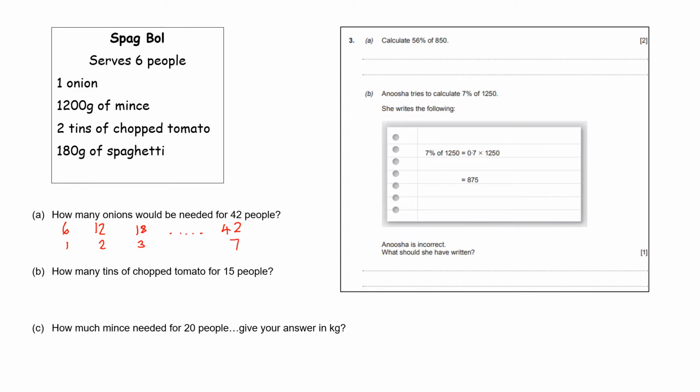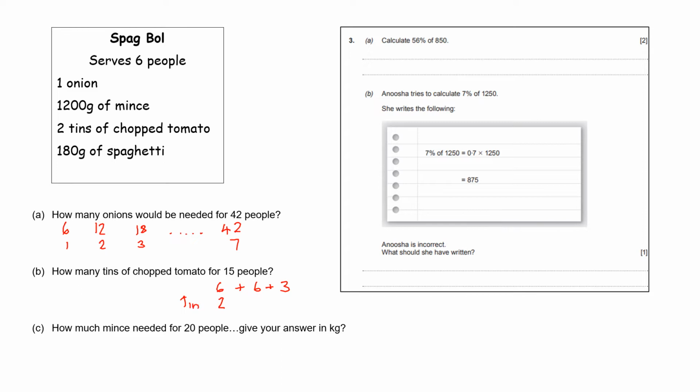Slightly more difficult. How many tins of chopped tomato for 15 people? Okay, 6 people. If I double it, that would be 12 people. But then I need another 3. So I'm thinking of 15 as 6 and another 6 people and then another 3 people. So if I'm only cooking for 3, I only need half the recipe. So for the 6 people, I need 2 tins.